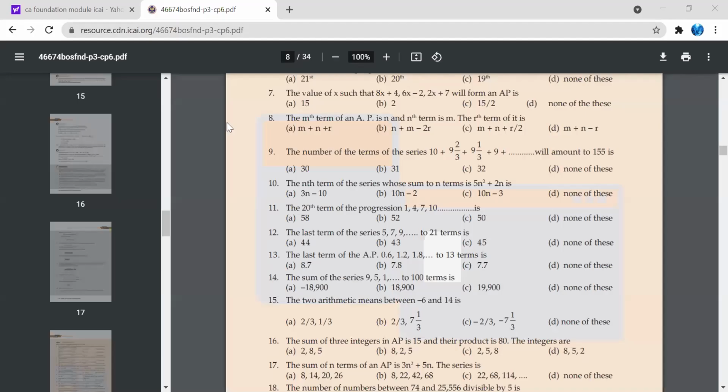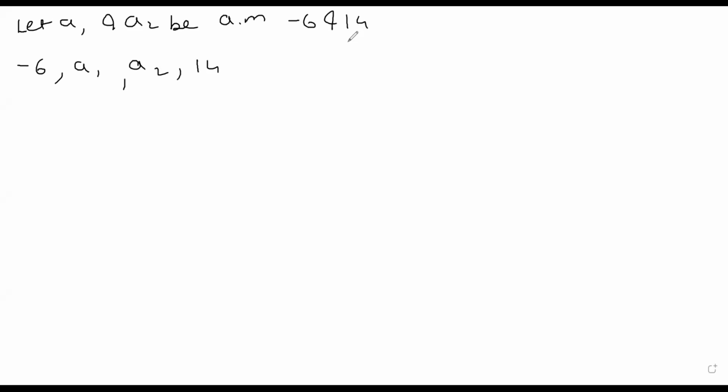Find the two arithmetic means between minus 6 and 14. Now here we should understand that if we insert arithmetic means between two numbers, then the sequence becomes an AP. So I'll say let A1 and A2 be the arithmetic means between minus 6 and 14. So the sequence has become an AP: minus 6, A1, A2 and 14. This is your required sequence. This is an AP.